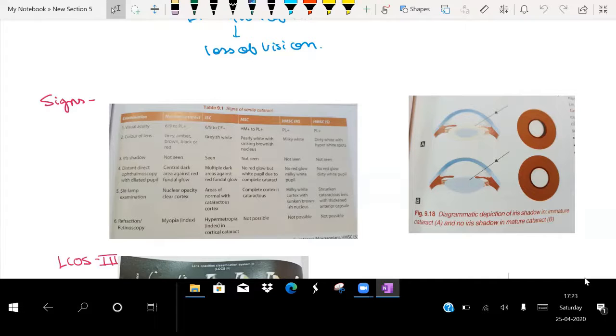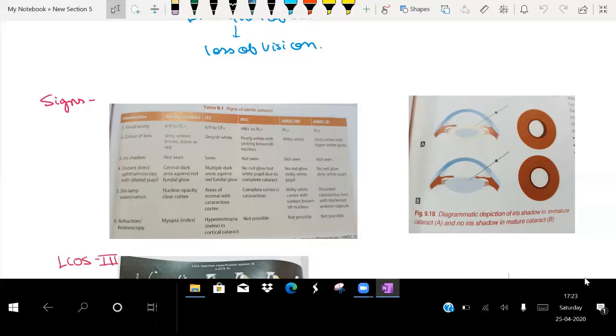Second, we are seeing the color of the lens. It changes from grayish to grayish white, pearly white, milky white, and lastly it turns to dirty white or hyper white spots. Iris shadow: initially, in the nuclear cataract, it's not seen. Initially in the immature type it is seen, and in later stages it will not be seen.